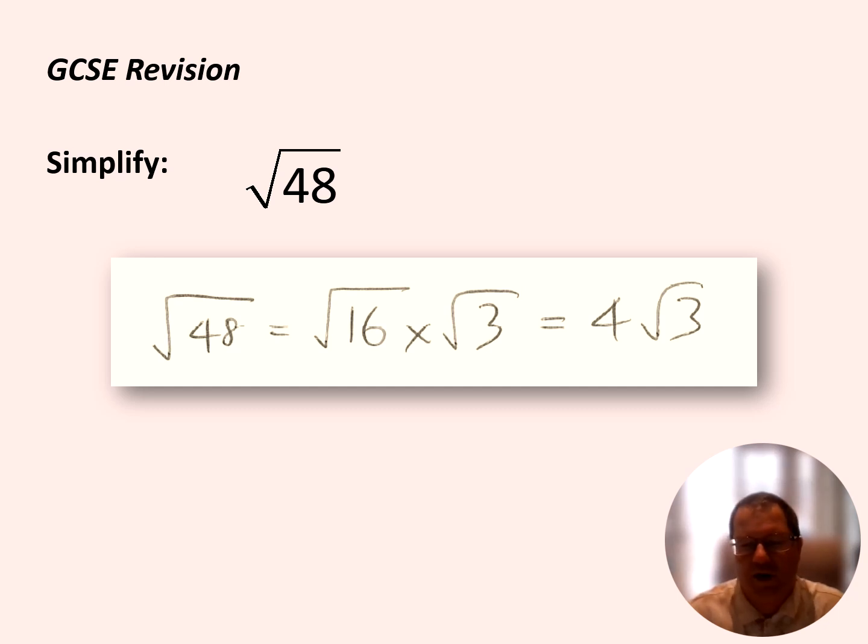So for example, you might have been asked to simplify root 48, and the most efficient way of doing this is to know the largest square number that's a factor of 48, which is 16, and you can rewrite root 48 as root 16 times root 3. Root 16 is 4, so the final answer is 4 root 3. And if you type root 48 on your calculator, it will automatically simplify it to 4 root 3.